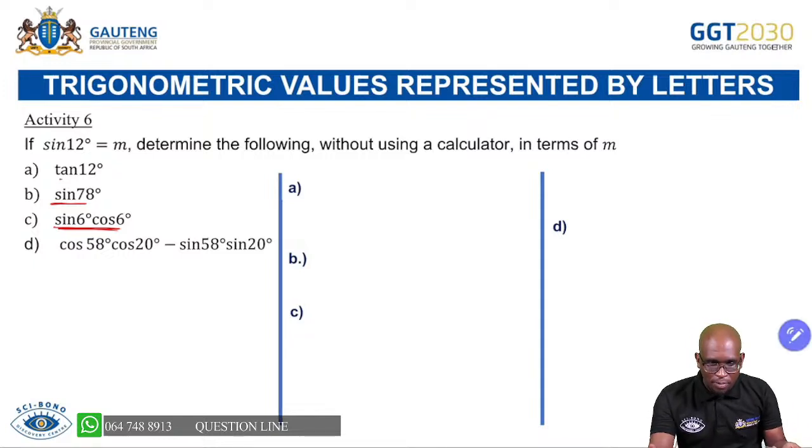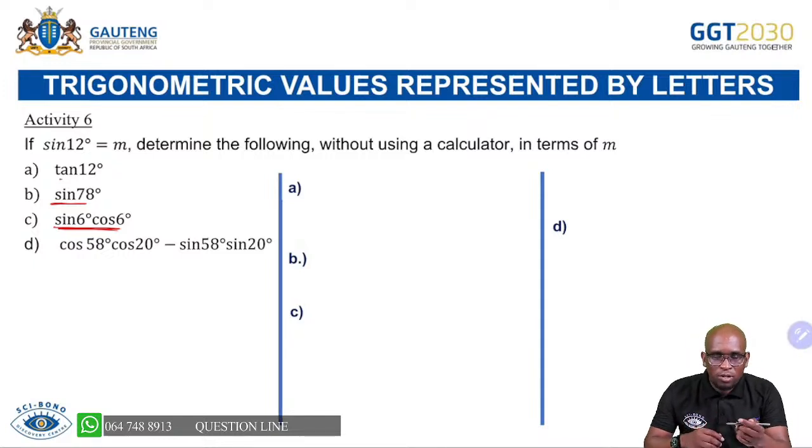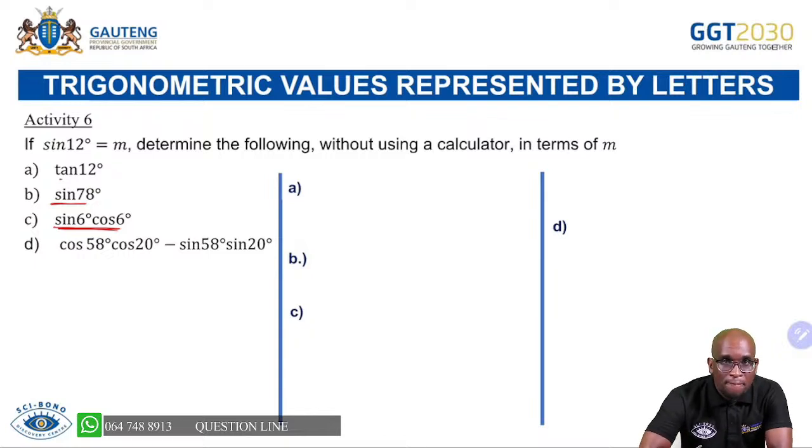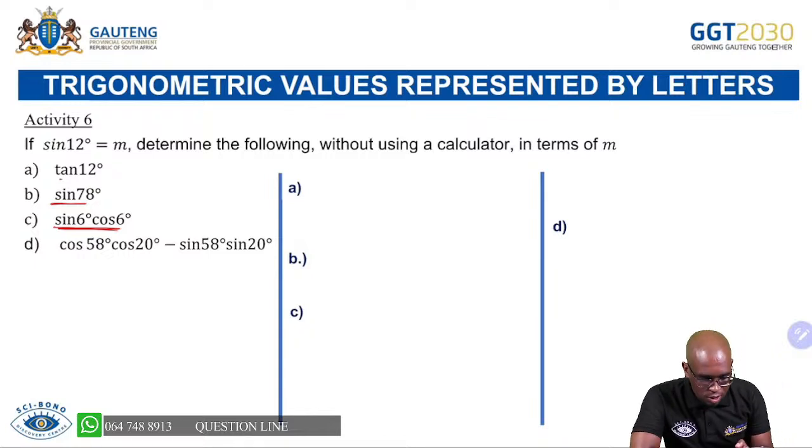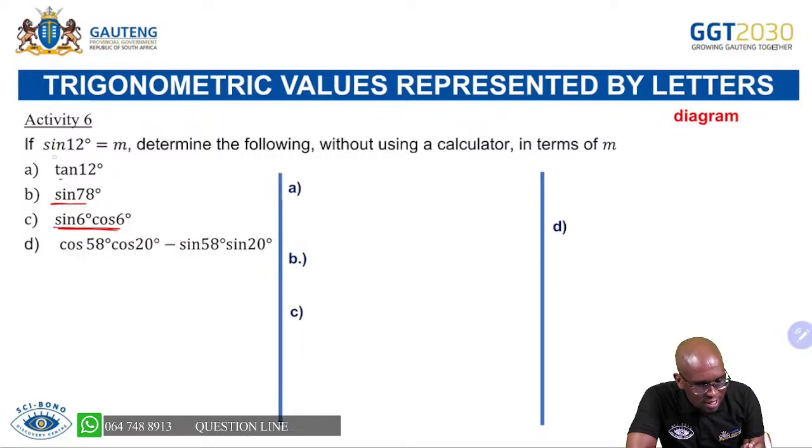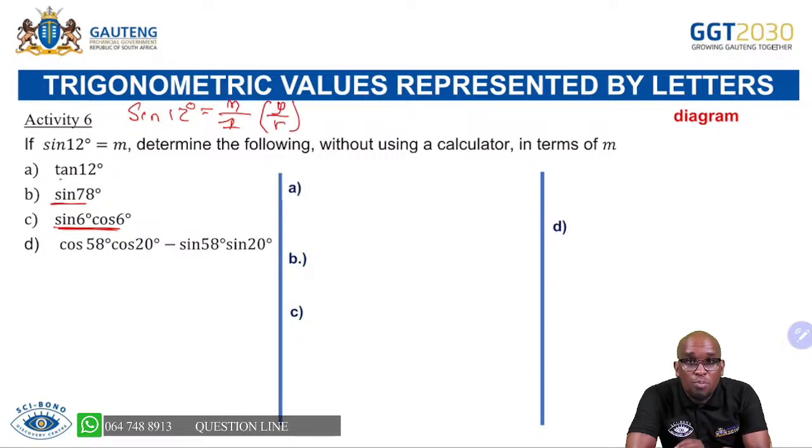Right, hello and welcome back, good people. Let's work through this last problem and see how best you can actually attempt this. Right, let's start. Obviously, it starts with the diagram. We have the sine of 12, sine 12 equals m divided by 1. And the sine, we know it is y over r. That is the opposite over the hypotenuse.